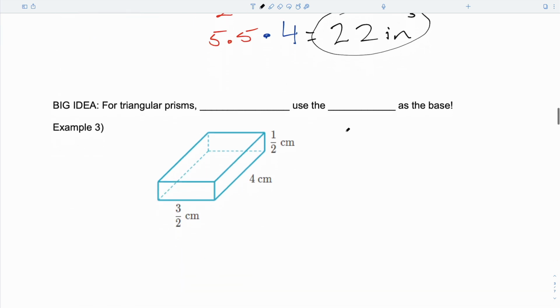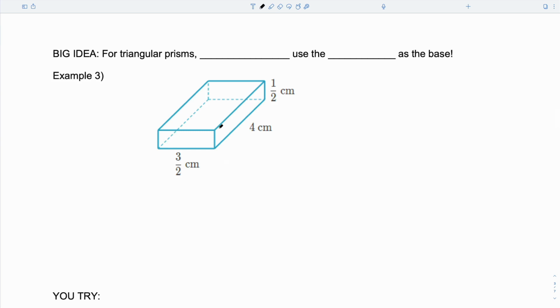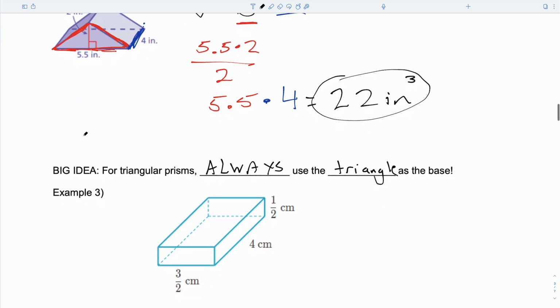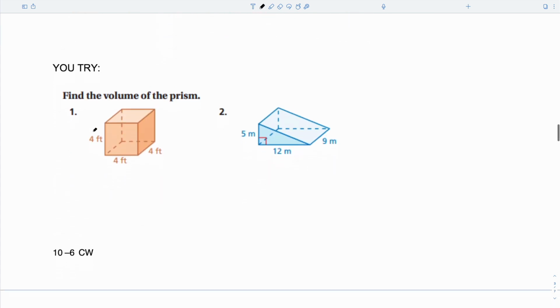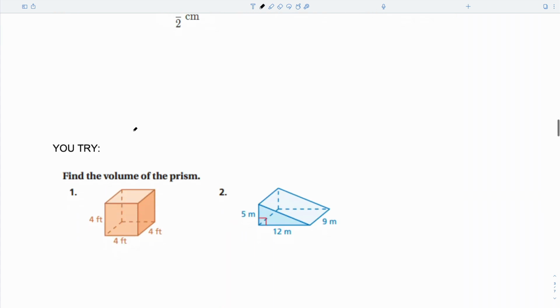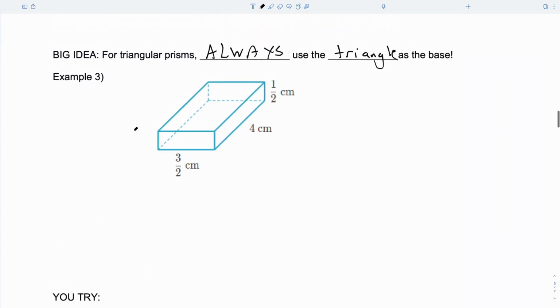Big idea. For triangular prisms, you always use the triangle as the base. If you have a triangular prism, you never use the square as the base. Even if it looks like a square is the base in your picture, you always pretend to flip it on its side and the triangle is the base. You tried these. No, we need example 3 first. Yeah, let's do example 3.